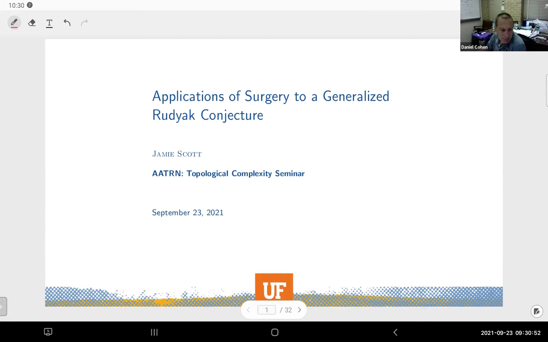So the title's already been read. Basically, I'm going to go over the very basic things that we all already know about sectional category. Just a quick reminder, then I will jump into what Rudyak's conjecture is, some basic surgery theory, and we'll talk about the results used in a recent paper that proved Rudyak's conjecture for normal maps satisfying certain assumptions for LS category. And from there, we will generalize this to TC. Okay.